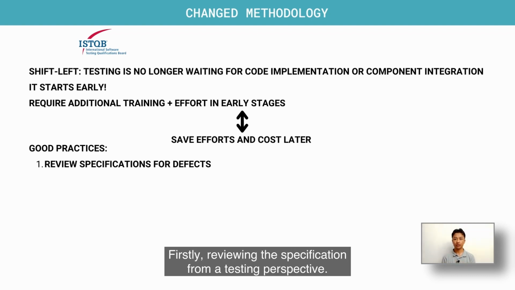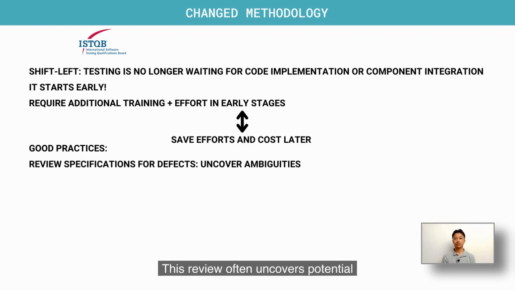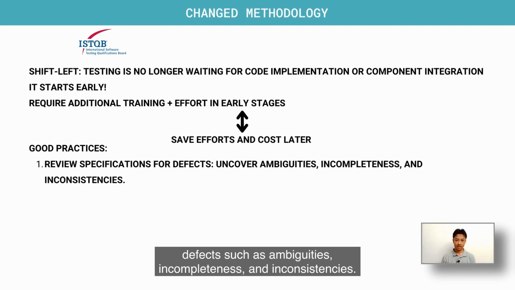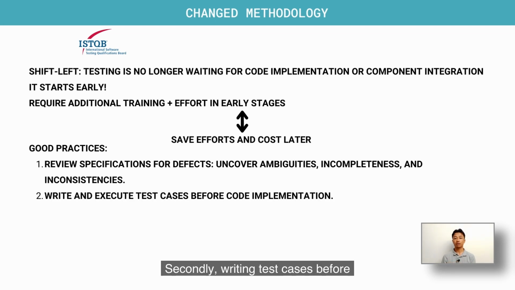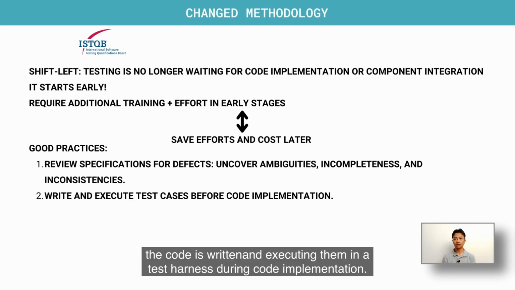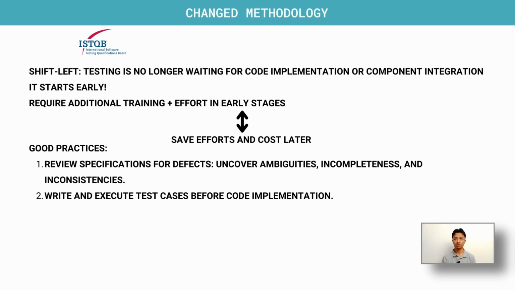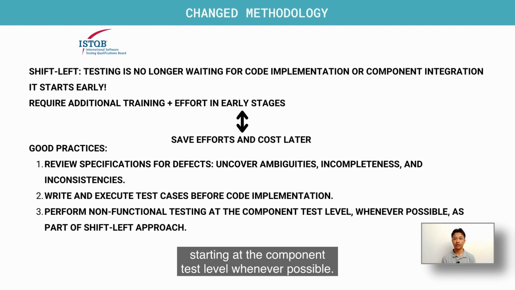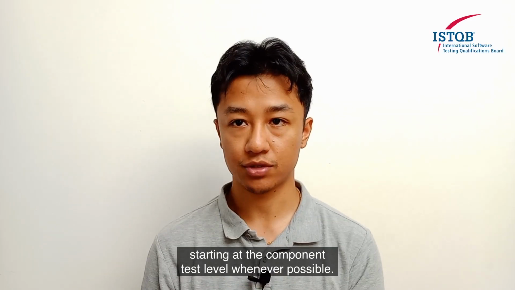Firstly, reviewing the specification from a testing perspective. This review often uncovers potential defects such as ambiguities, incompleteness, and inconsistencies. Secondly, writing test cases before the code is written and executing them in a test harness during code implementation. Lastly, performing non-functional testing starting at the component test level whenever possible.